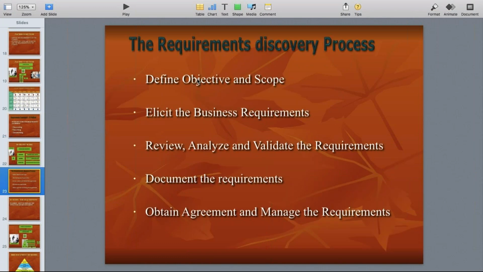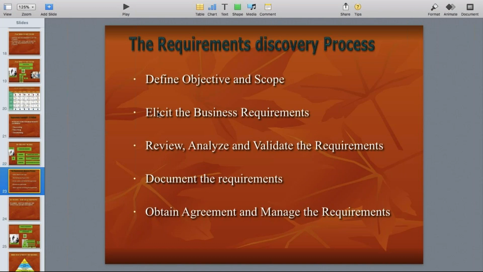So how do you do the discovery process? Define objective and scope. First, try to understand the objective and scope of the project. Elicit the business requirements. Gather the requirements. Review, analyze, and validate the requirements. Understand the requirements. Validate them. Then come with new ideas and show it to the client. If the client says yes, they are good, then document the requirements, obtain agreement, and manage the requirements. The client will agree, right? Agreement must be done, right? These requirements must be agreed.